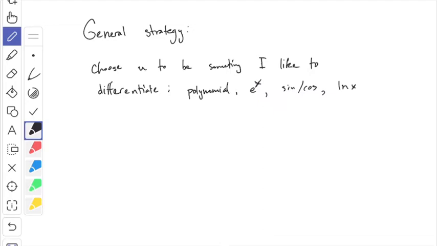Whereas the dv, you want to choose something which gets simpler when you take the antiderivative. That's because that's what you have to do to turn dv into v. So you choose dv to be something I like to integrate. Professor, let me ask you a question.